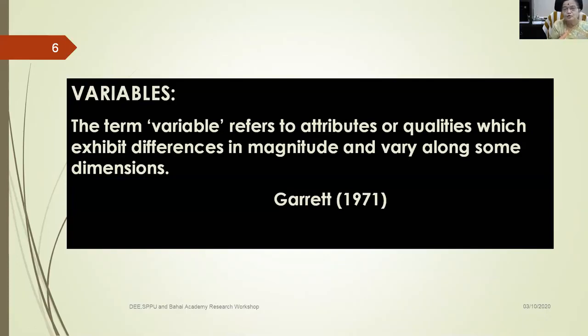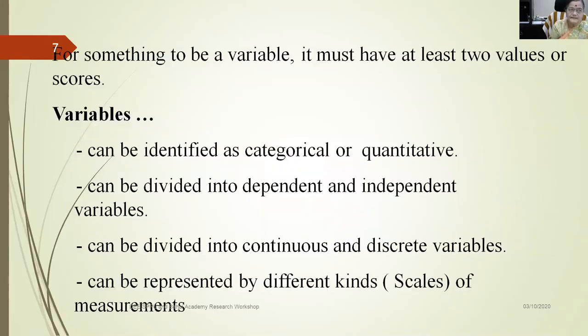Friends, as we all know, research is a study of variables. As Garrett described in 1971, the term variable refers to attributes or qualities which exhibit differences in magnitude and vary along some dimensions. So every researcher must be very clear regarding the variables involved in his or her study. For something to be a variable, it must have at least two values or scores.